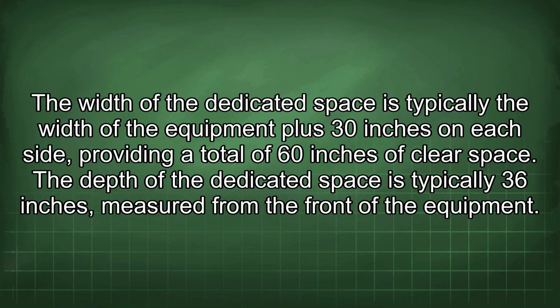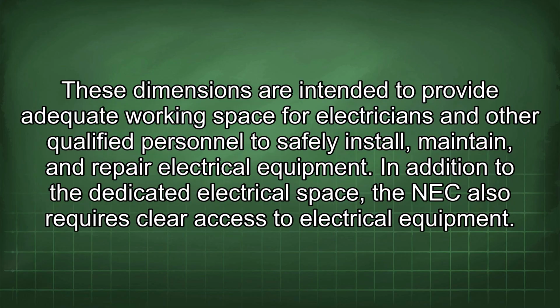The width of the dedicated space is typically the width of the equipment plus 30 inches on each side, providing a total of 60 inches of clear space. The depth of the dedicated space is typically 36 inches, measured from the front of the equipment. These dimensions are intended to provide adequate working space for electricians and other qualified personnel to safely install, maintain, and repair electrical equipment.